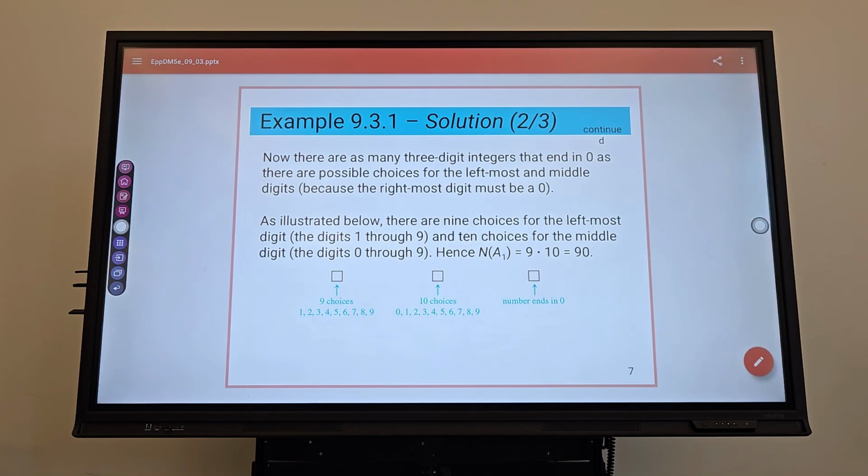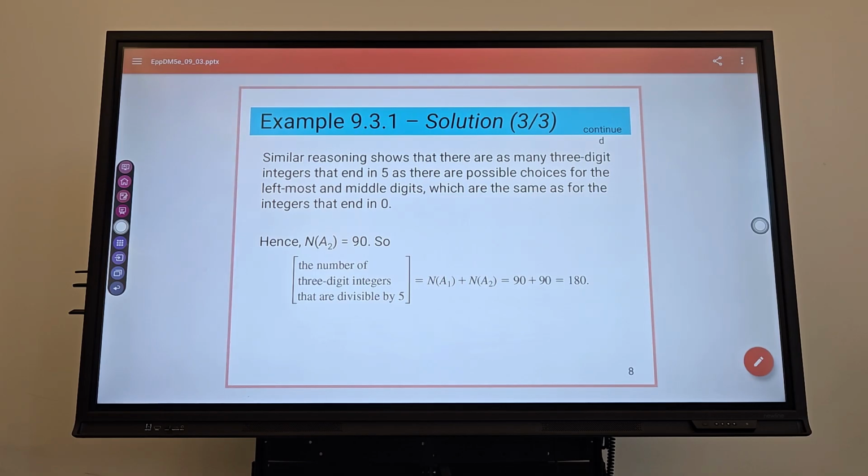Now, there are as many 3-digit integers that end in 0 as there are possible choices for the leftmost and the middle digits, because the rightmost digit must be equal to 0. As illustrated below, there are 9 choices for the leftmost digit and 10 choices for the middle digit. Hence, n of A sub 1 is 9 times 10, or 90, by the multiplication rule.